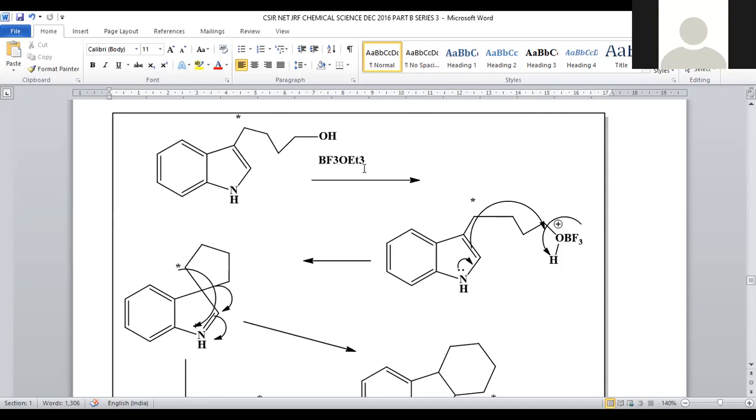Now it is treated with BF3·OEt2, that is nothing but trifluoroborane with diethyl ether. BF3 is a Lewis acid. The oxygen containing electrons will attack this BF3 and there is a formation of an oxonium ion. BF3 is a Lewis acid and the OH group is electron rich in nature. That's why the oxonium ion will be generated. After generating the oxonium ion, this will become a better leaving group so that a carbocation will be generated.